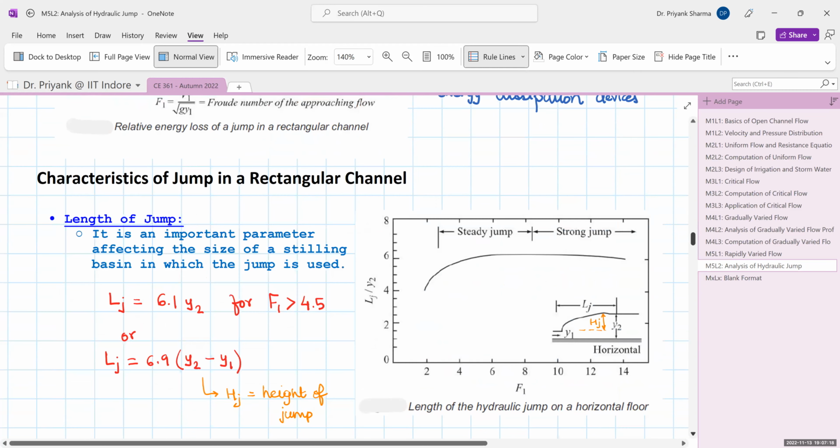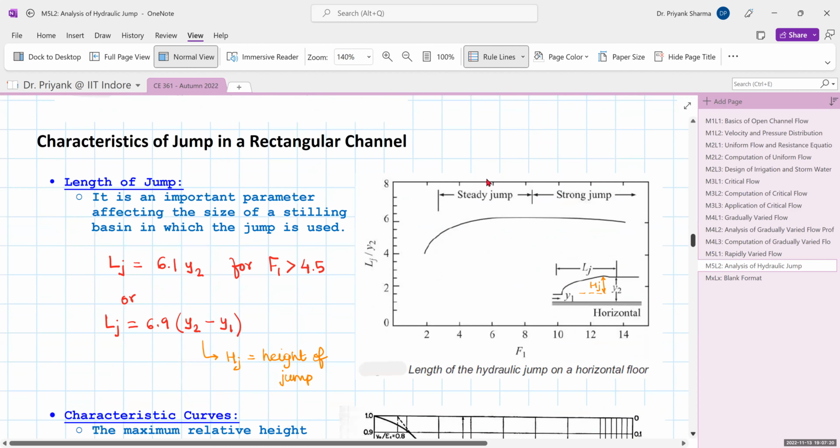So let us look at further characteristics of the hydraulic jump. So how is the length of a hydraulic jump defined? The length of the hydraulic jump is from this point to this point. That is the length. And if we look in the vertical direction, the difference is the height of the jump.